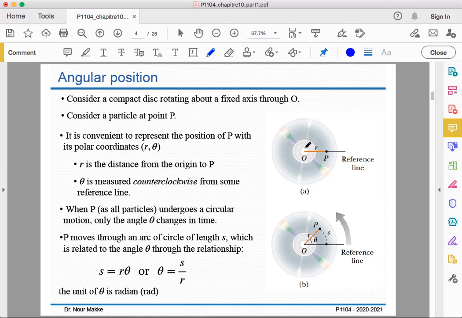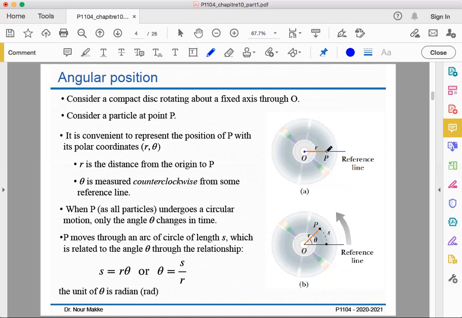So this is the disk. The rotation occurs through an axis that passes by this point O in the center. Okay, and let's consider an arbitrary point on this disk. So let's take this point P to be the point which we are going to study. Of course, it's convenient in this case to describe the position of the point P with two new coordinates, which are the polar coordinates.